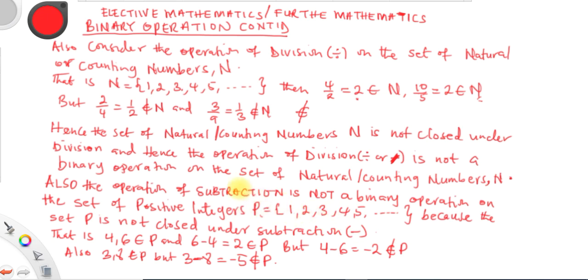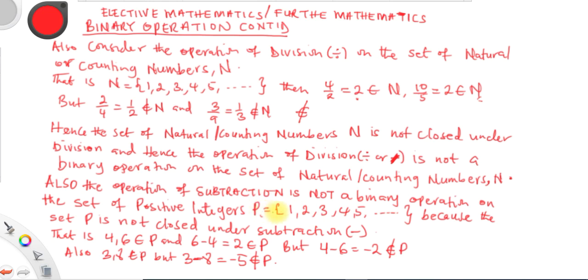If you subtract them, the answer we get will not be an element of this P. That's what we mean. So if this set is closed under subtraction, it means that for every two elements we take from this set, if you apply the operation of subtraction, the result we get must belong to set P. And if that happens, then we are saying that the set P is closed under subtraction.